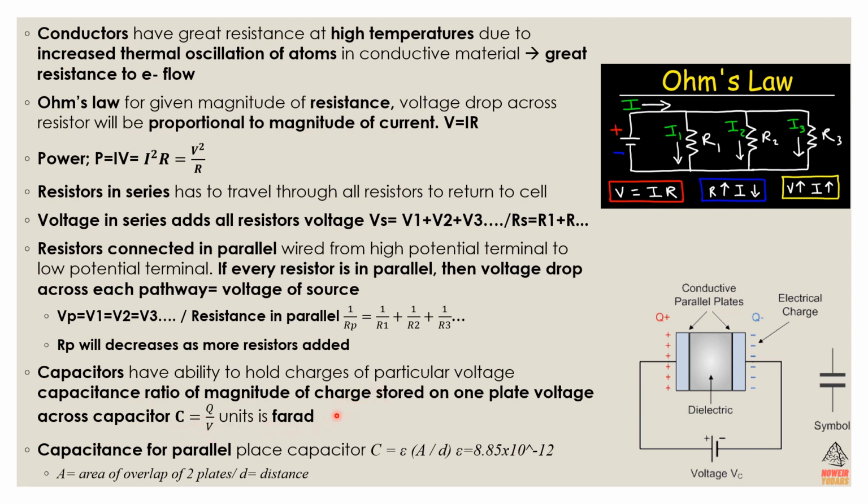So capacitance for parallel plates. You place capacitor equal to the dielectric constant of the material, which is 8.85 times 10 to the power of negative 12, times the area of the overlap of the two plates, divided by the distance.